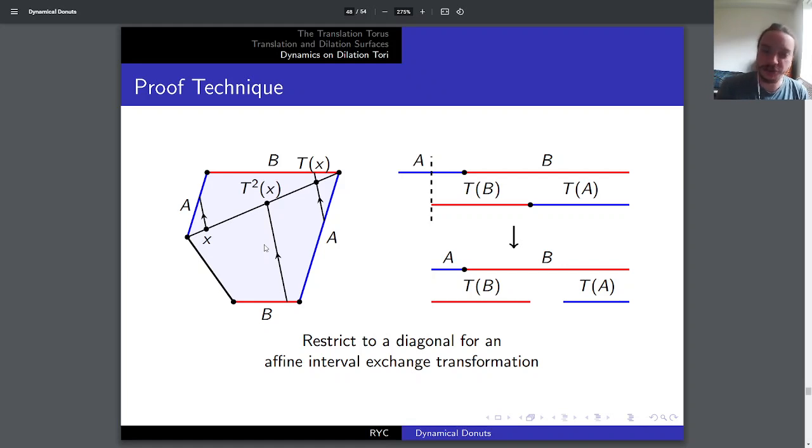And we can represent this function as something called an affine interval exchange transformation. So this is an affine interval exchange transformation. It's just a function that takes your interval, breaks it into pieces, reorganizes them, stretches them and shrinks them, and puts them all back together. Okay? So that's what's happening here.